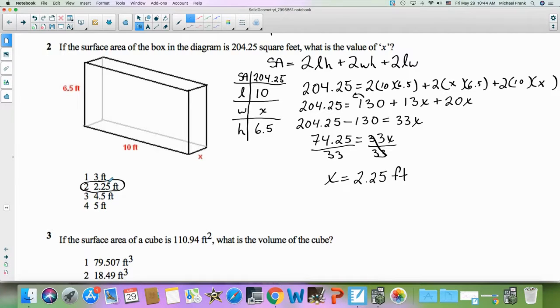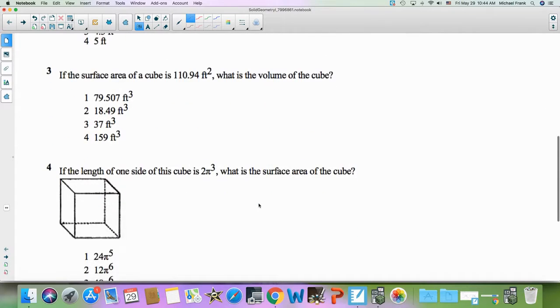And there you have it. That's how you solve a missing variable surface area rectangular prism problem, right? Looks more complicated than it actually is.